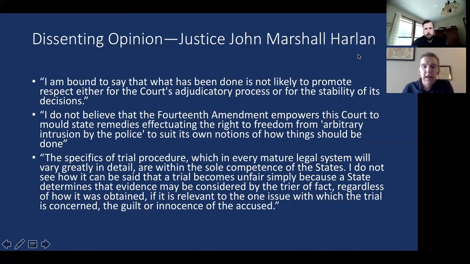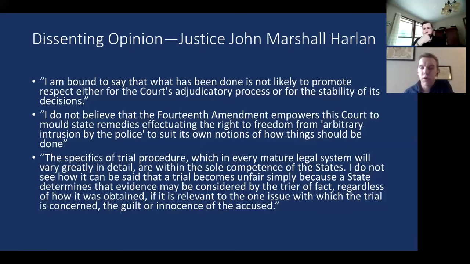So he says that the specifics of trial procedure, which in every mature legal system will vary greatly in detail. So in other words, the Supreme Court does not know all. And he says, let's leave it up to the discretion of the states in order to make their own laws and their own criminal justice system. It's only when there are clear, egregious violations of due process that the Supreme Court needs to step in. And he says, well, look, multiple states are not following the exclusionary rule. They probably have a good reason. Let's just respect that.